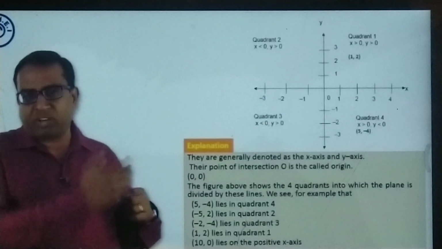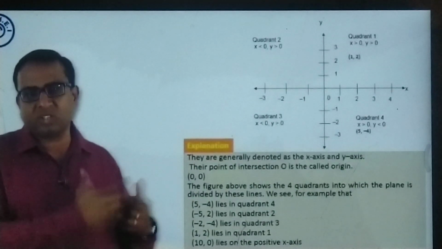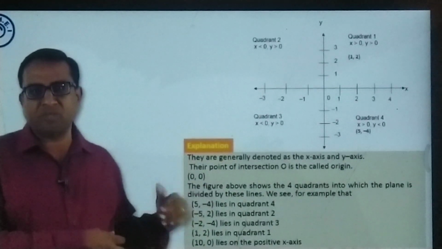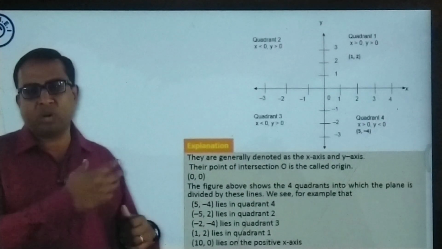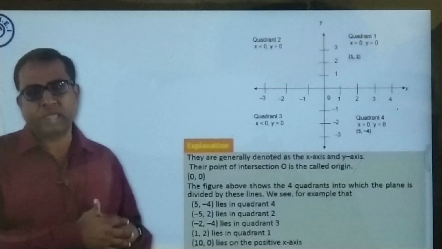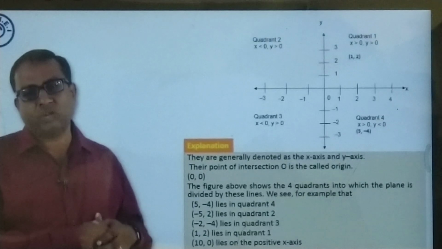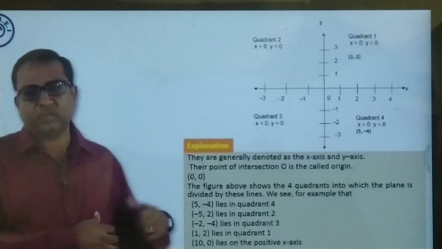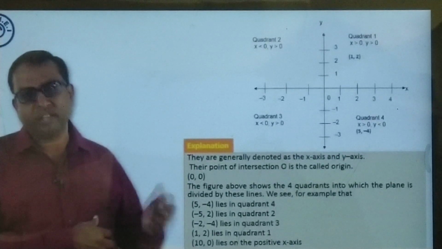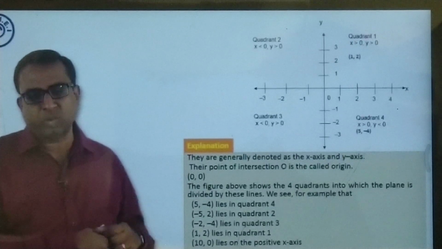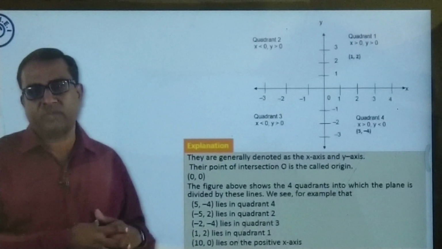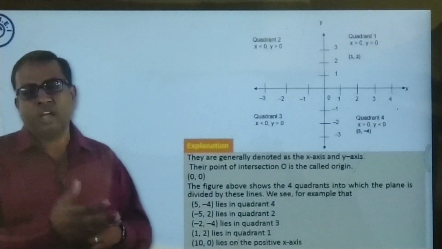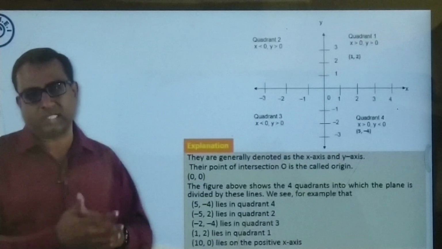As we saw, the point of intersection of the two lines is the originating point. Suppose you look at the point 5, negative 4. Here x is positive, y is negative. 5, negative 4 would be in the fourth quadrant or quadrant 4. Then look at negative 5, 2. Here x is negative, y is positive, so it should be in quadrant 2. Look at the next case, negative 2, negative 4. Both are negative, it should be in quadrant 3. If you look at 1, 2, it's in quadrant 1. Whereas if you look at 10, 0, it is very much on the positive x-axis. Likewise, if you look at 0, 10, it should be on the positive y-axis.